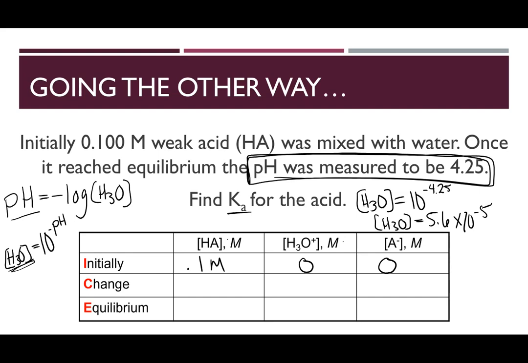Great. We learned a new skill. We learned how to go from pH to hydronium concentration. But how does that help us? Well, if we read this closely, it says once it reached equilibrium, the pH was. So this hydronium concentration is the concentration at equilibrium. So we can take equilibrium pH, do the inverse, and we can determine that this is 5.6 times 10 to the negative fifth, which means our change is 5.6 times 10 to the negative fifth, which means we can fill out the rest of this table.